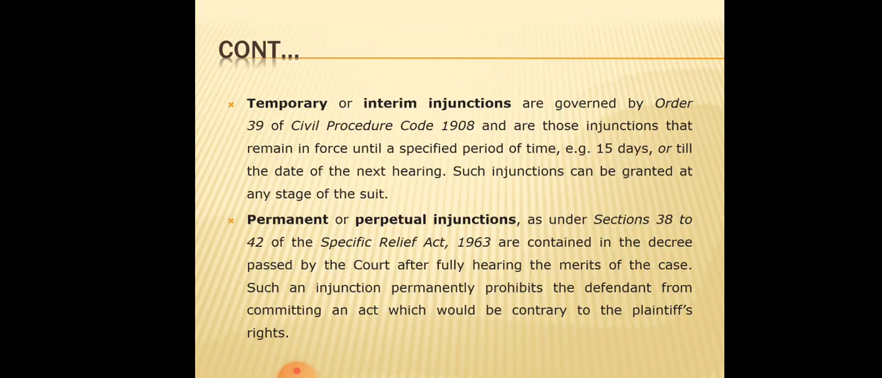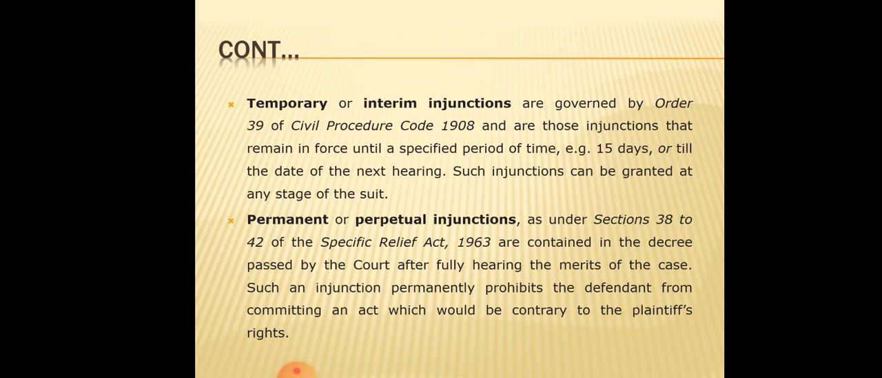There are two types of injunction: temporary or interim injunction and permanent or perpetual injunction. If we are talking about temporary or interim injunctions, these are governed by Order 39 of the Civil Procedure Code. Those injunctions remain in force until a specified period of time, that is 15 days, or till the date of the next hearing. Such an injunction can be granted at any stage of the suit.